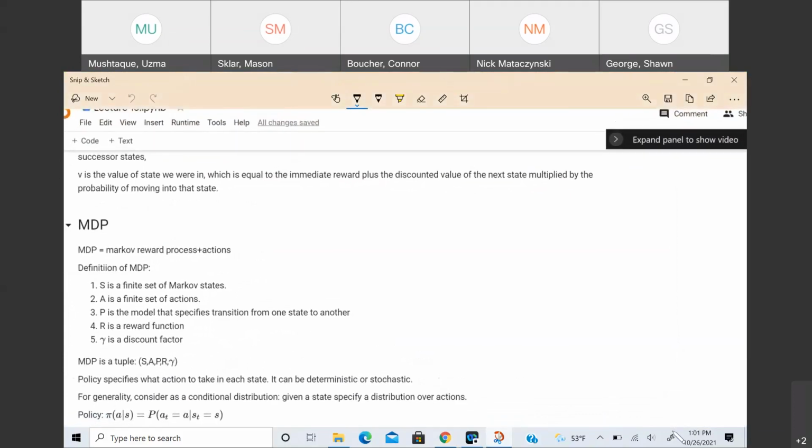Okay, so the value of state S under policy pi is the expected return when we are in state S and we are following some policy pi. Again, we saw what a value function is. Think of that as a sum of all the rewards that you get. So V sub pi of S is the expectation of G sub t given state.